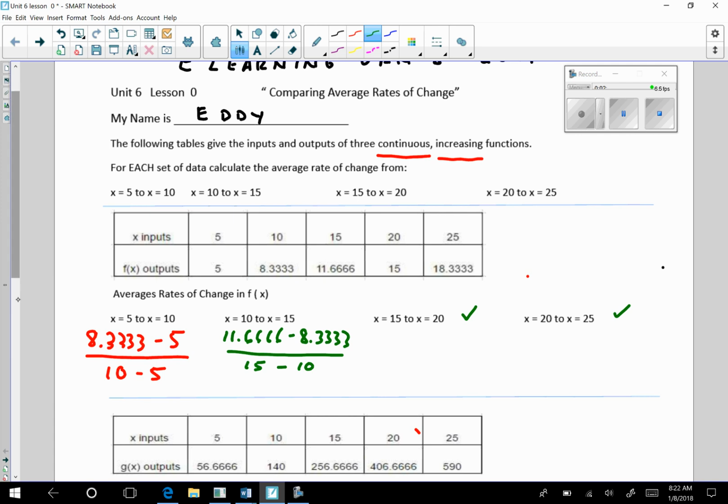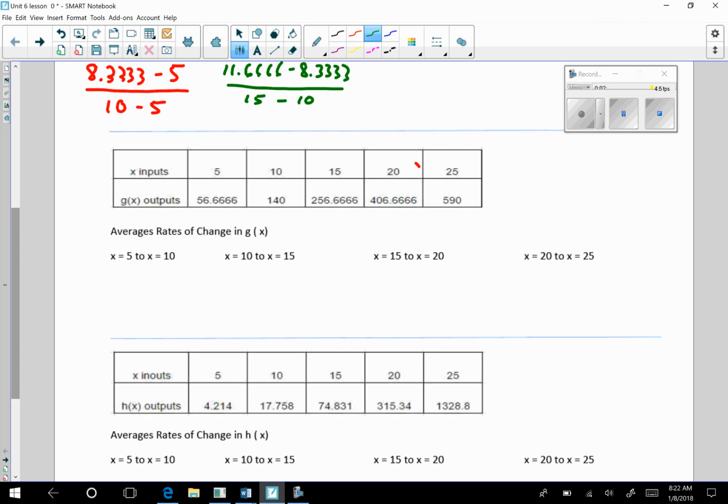And you're going to do the same exact thing for these 2 other functions, g of x and h of x. Just changing up a little bit, you do want the average rate of change in g from 5 to 10, 10 to 15, from 15 to 20, 20 to 25. I will get you started on 15 to 20. 15 to 20 is going to be 406.6666 minus 256.6666 over 20 minus 15.